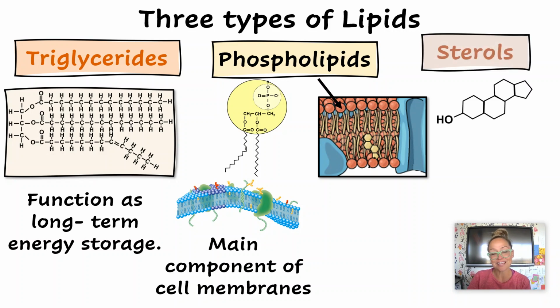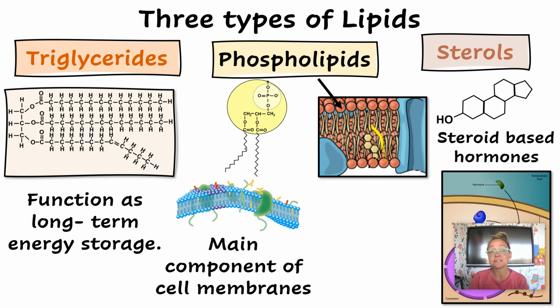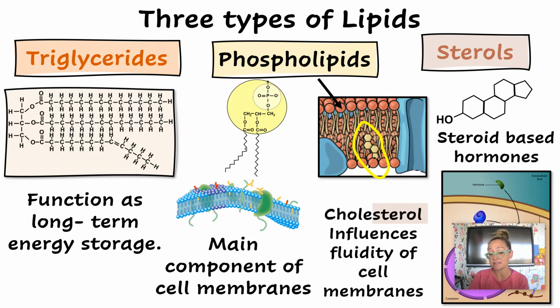And then our third type of lipid is sterols. Now, the sterol you may have heard of is cholesterol. Cholesterol is a lipid. It is a type of sterol. But we also have our steroid-based hormones, such as cortisol. A stress hormone is a steroid hormone, but so are things like testosterone or estrogen.